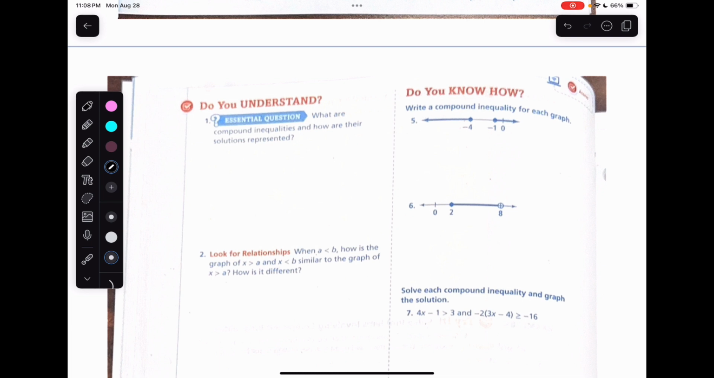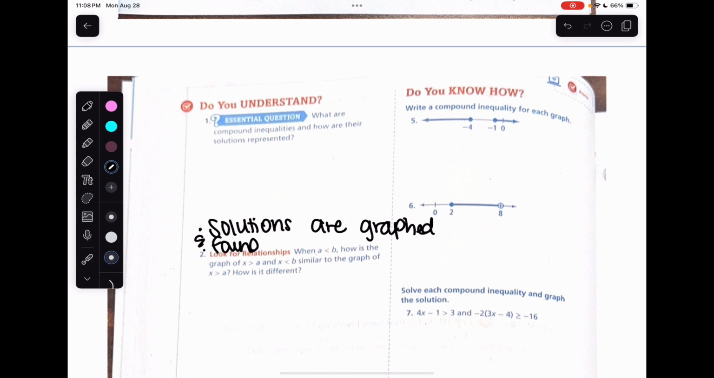Okay, compound inequalities are when you have 2 things that you're comparing together, and sometimes they overlap and sometimes they go in different directions, but anyway, you're going to find them in the shaded region, okay? So solutions are graphed and found in the shaded regions.